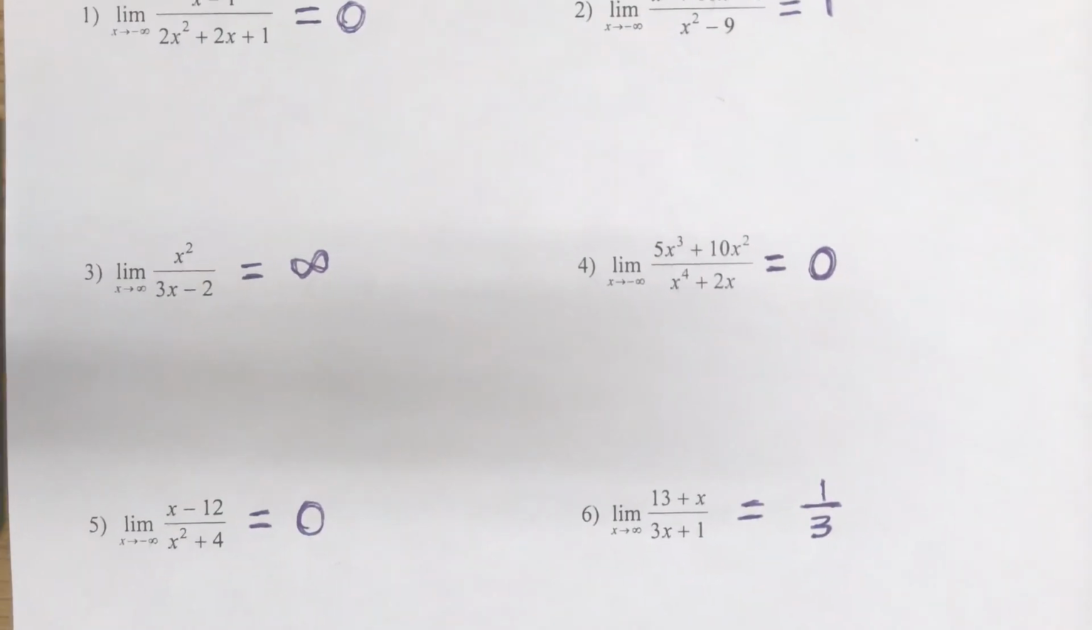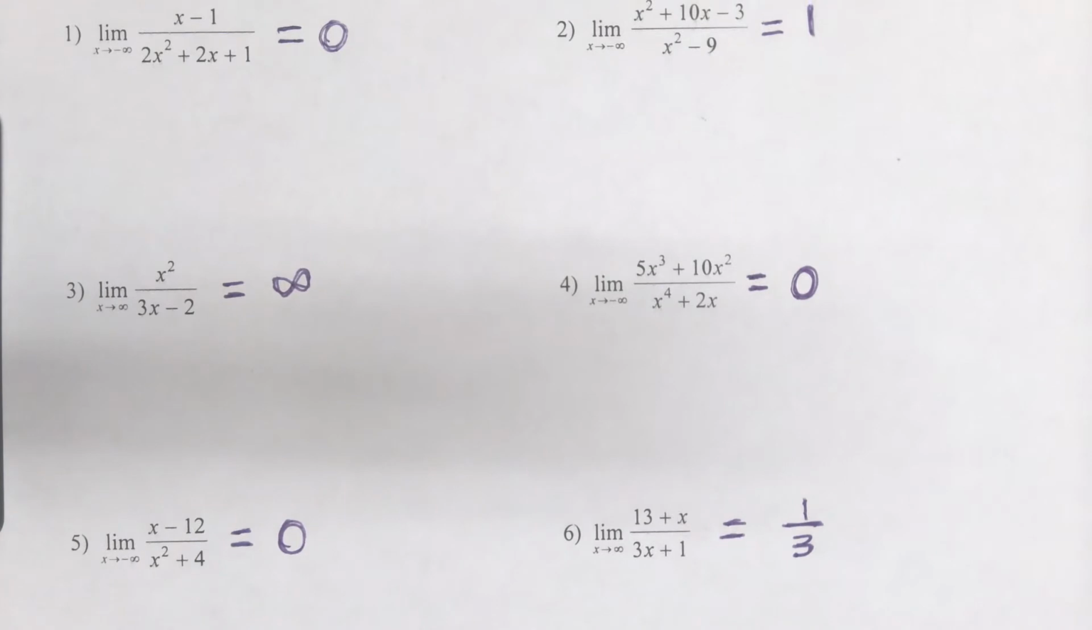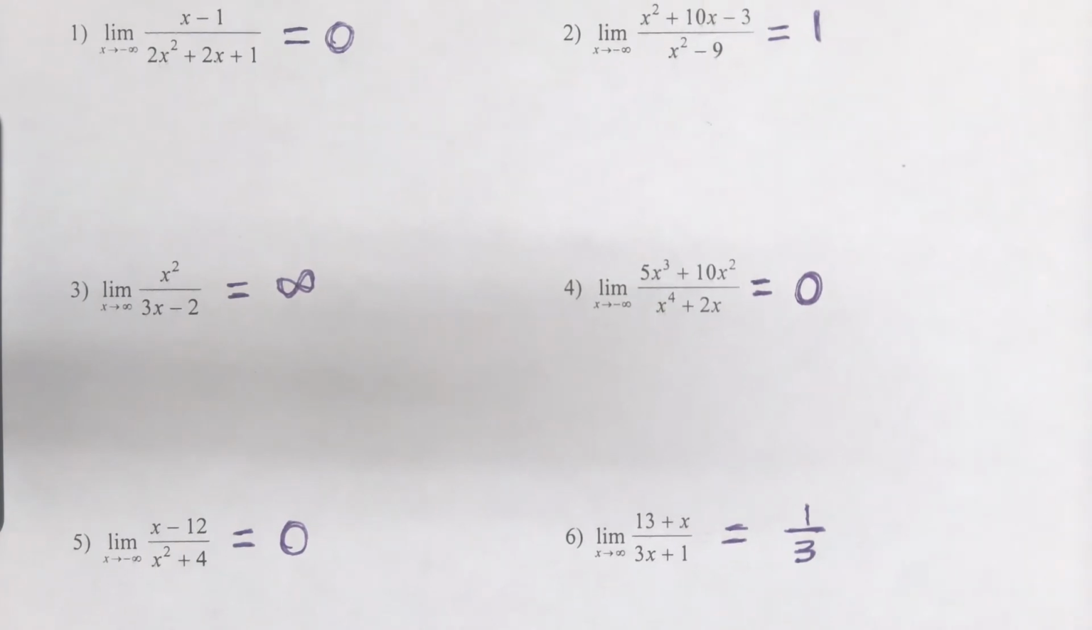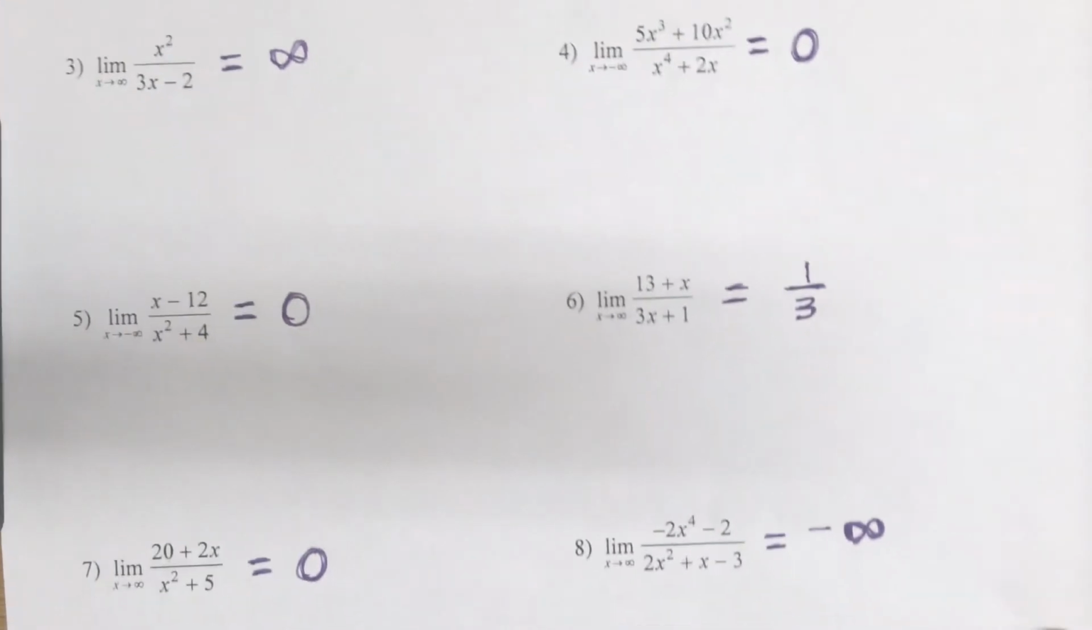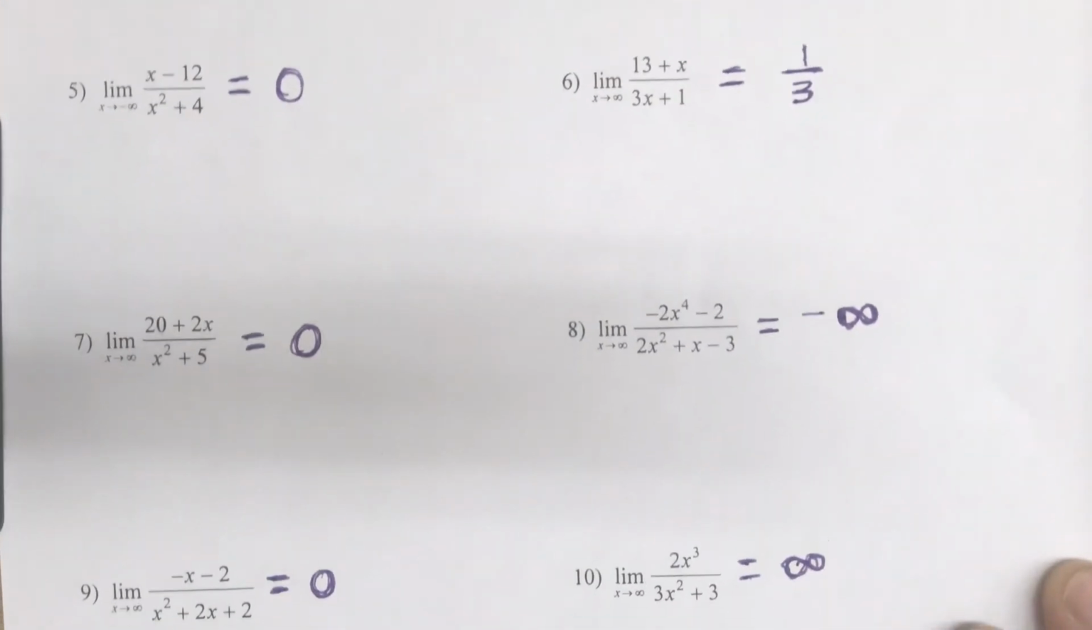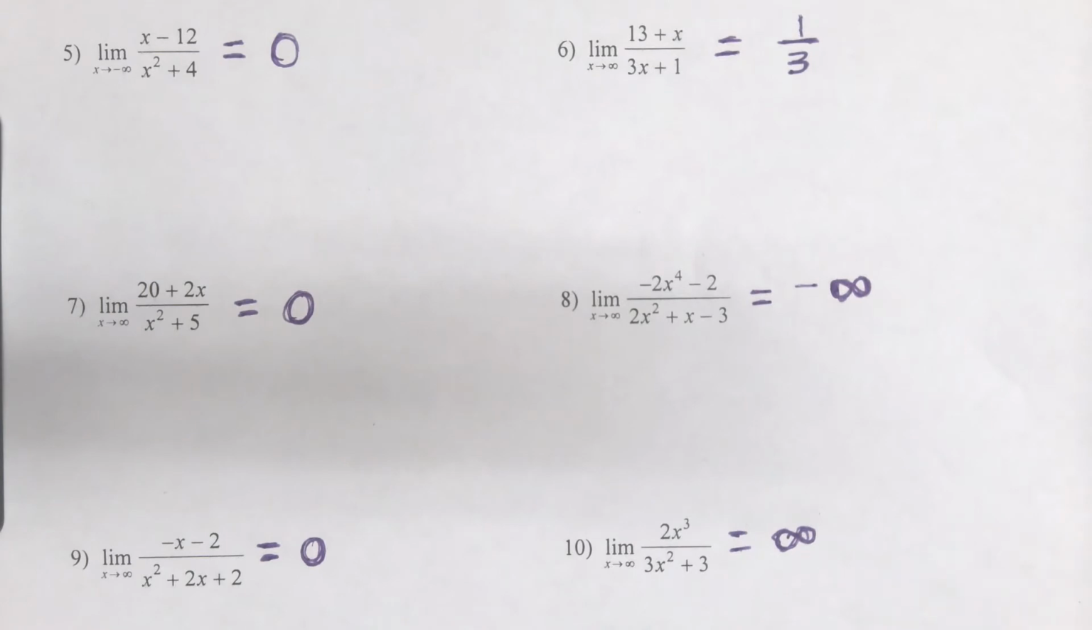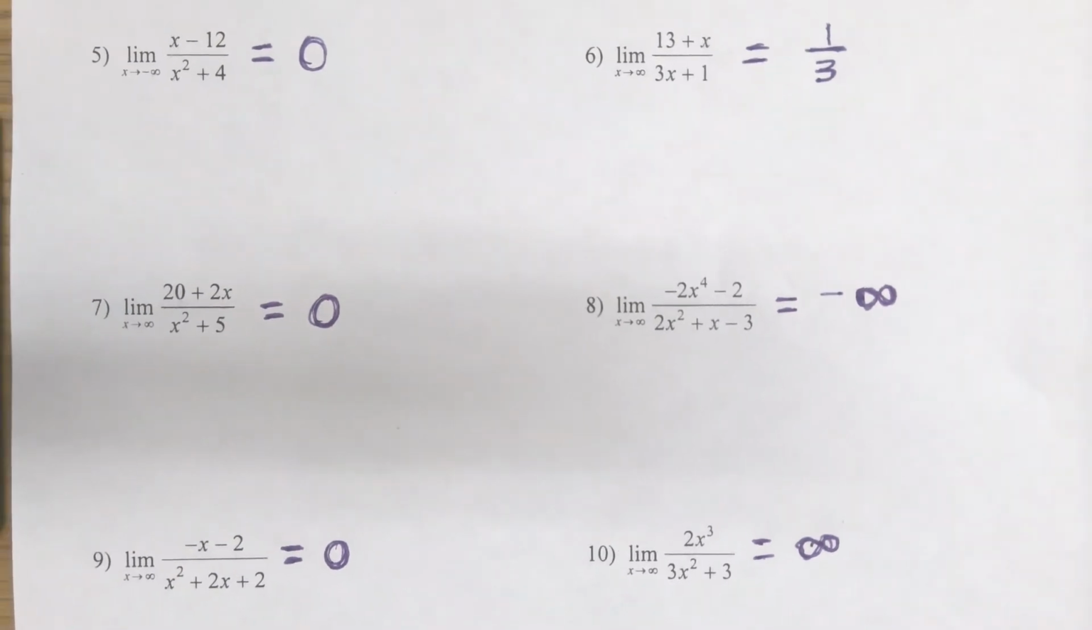So for problem number 1, I got 0. For number 2, I got 1. 3, I got infinity. For 4, I got 0. 5, 0. 6 is 1/3. 7 is 0. 8 is negative infinity. 9 is 0. 10 is positive infinity.